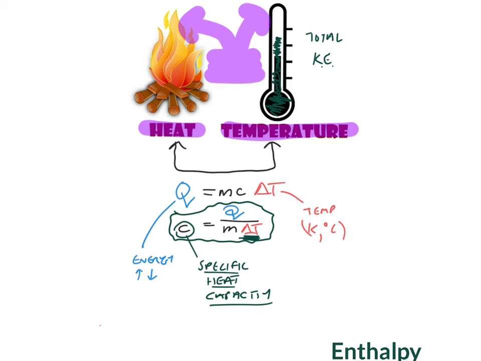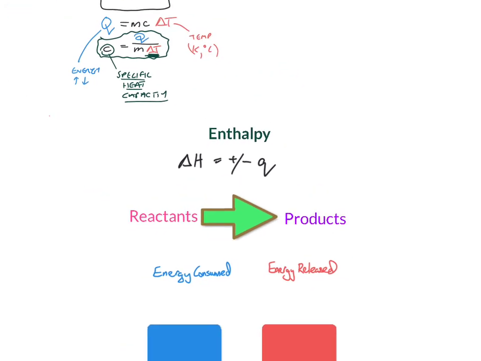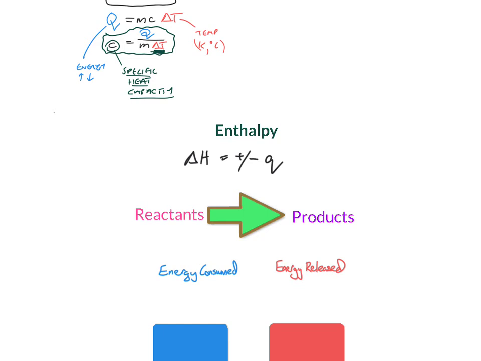Now, when we're talking about that increase in energy and so on for a system, we can talk about this in another way. We can use the term enthalpy. Now, enthalpy, put simply, is a measure of the amount of energy absorbed or released during a reaction. And under standard pressure and volume conditions, we can write that the enthalpy, denoted by delta H, is equal to plus or minus Q.